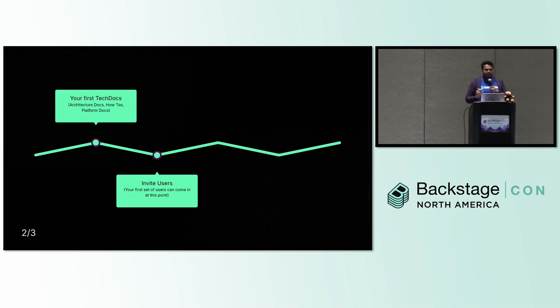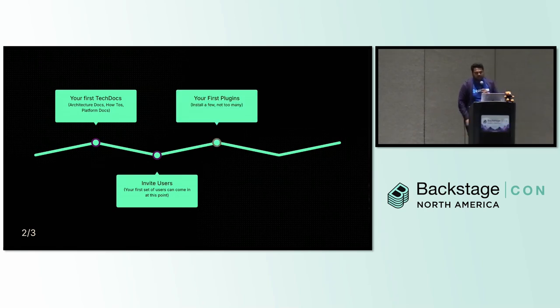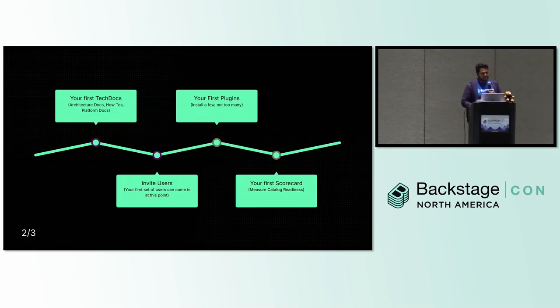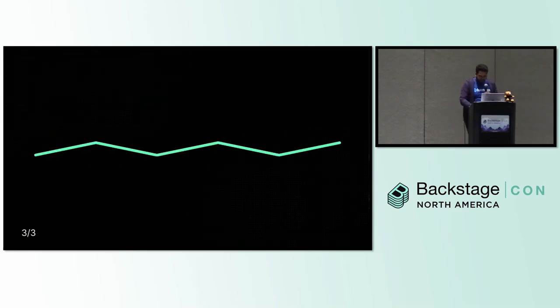And this is the point where you will hear, hey, I want to start utilizing some Backstage plugins. So install your first Backstage plugins. Not too many. Again, install, let's say, 5 plugins at this point, just to help them with some use case that they might benefit from. Create your first scorecard at this point, especially to measure catalog readiness. The catalog entries that we have, are they healthy? Are the developers putting in the right annotations, or are they all not reliable?